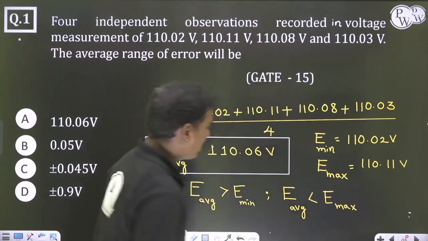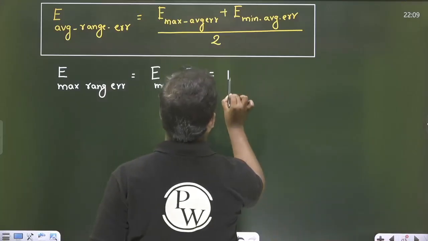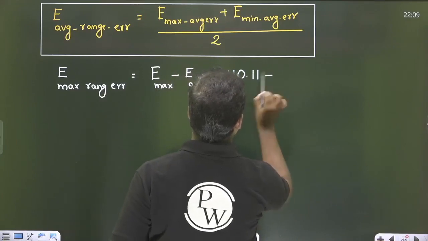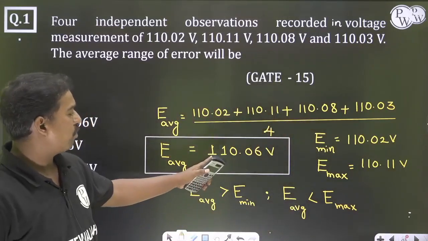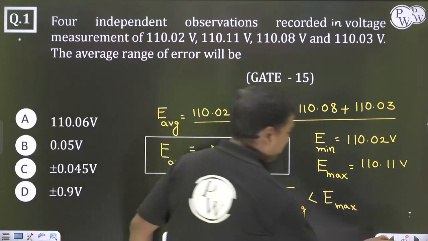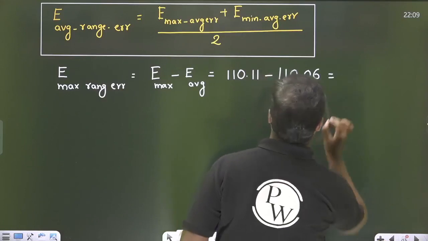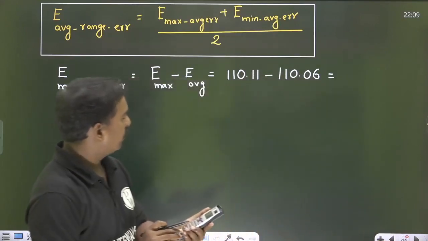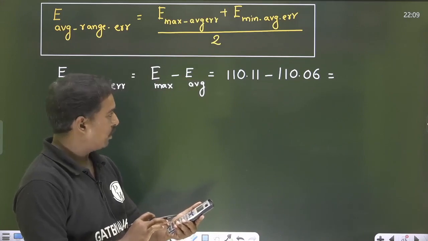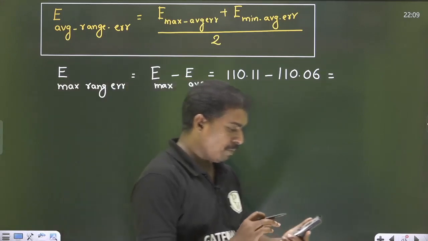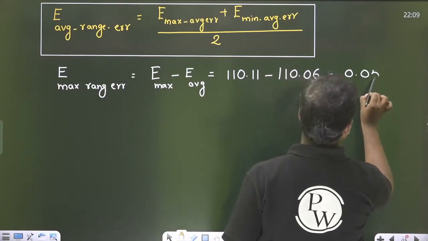So what is the E maximum? The E maximum is 110.11. So 110.11 minus, what is the E average? E average is 110.06. So 110.11 minus 110.06, it is coming around 0.05 volts.